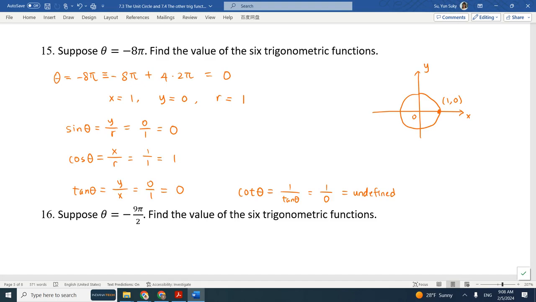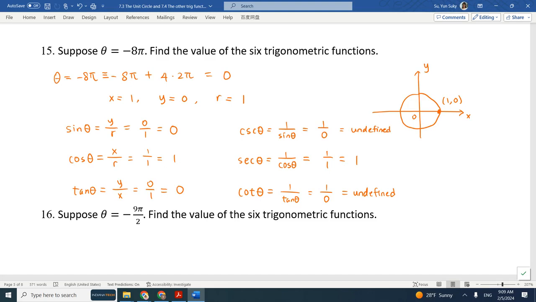Cotangent is undefined. We cannot have 0 in the denominator. And then, who's next? Secant is 1 over cosine. What is cosine? 1. 1 over 1 is 1. What's the last one? Cosecant is 1 over sine. What is sine? 0. 1 over 0 is undefined.